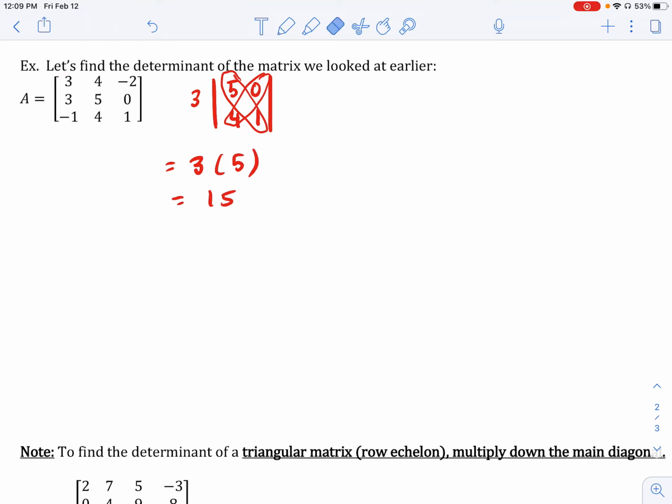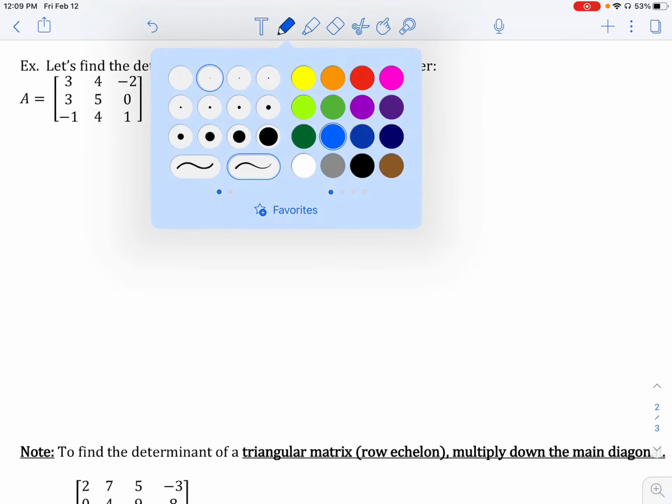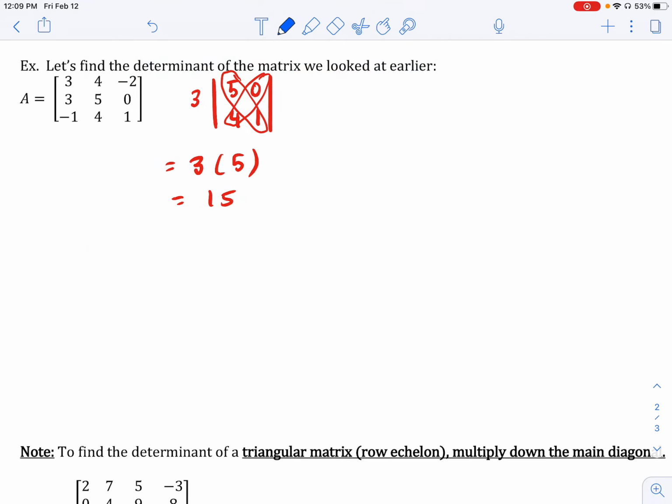Now let's try the next entry. Again, remember that we are subtracting here. So we're going to say minus. And so we're doing this next entry. So we're going to cross out this row and cross out this column. So minus 4. And then from here, what's the remaining matrix? We've got 3, 0, negative 1, and 1. So let's find that minor.